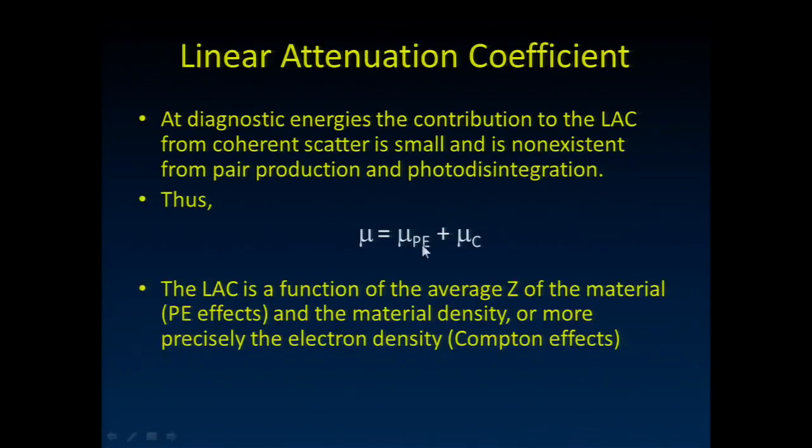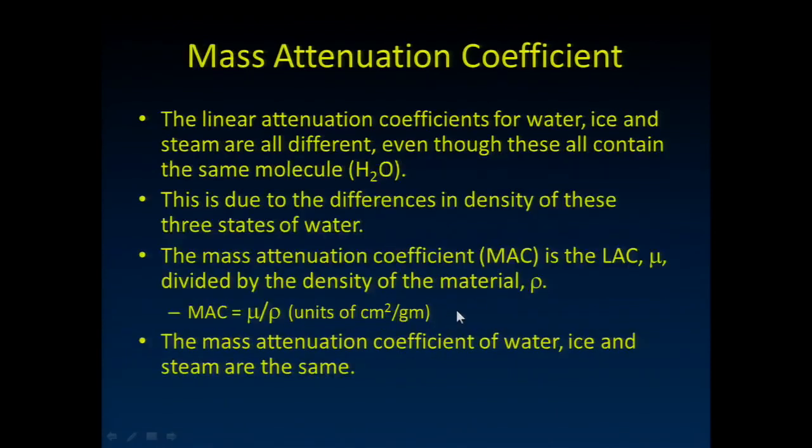I mentioned the fact that for us, we're really going to think of linear attenuation as only having to do with photoelectric effect and Compton scatter. We're going to simplify that equation for that. And so really this linear attenuation is just a function of the average Z of the material. The Z has to do with how tightly bound those inner shell electrons are, where the K edge is, so the photoelectric effect, and also that electron density. That's going to be the Compton effect that we're going to see.